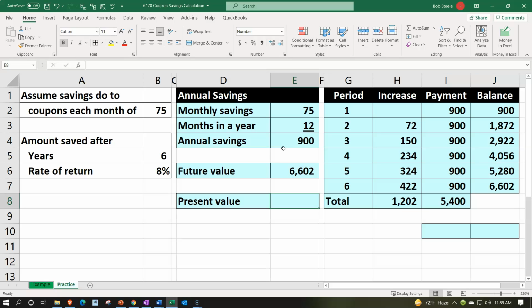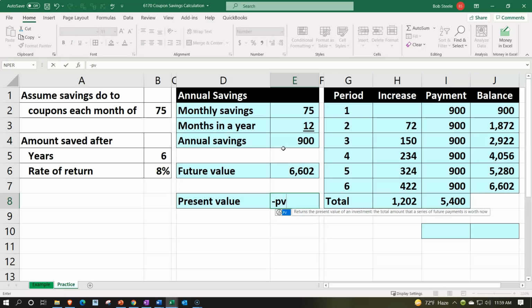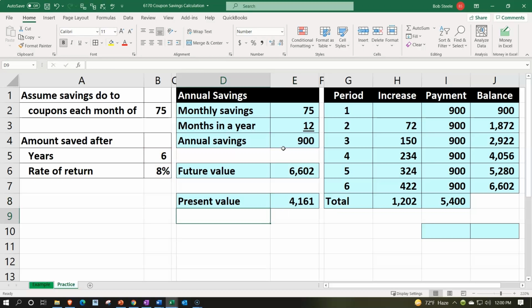So we're going to say, all right, that would be negative present value, shift 9, rate is going to be the 8%, comma, number of periods is going to be 6, comma, the payment is going to be the $900. We're looking at the annual payments and enter. So we have the 4,161. And then we can also think about that.